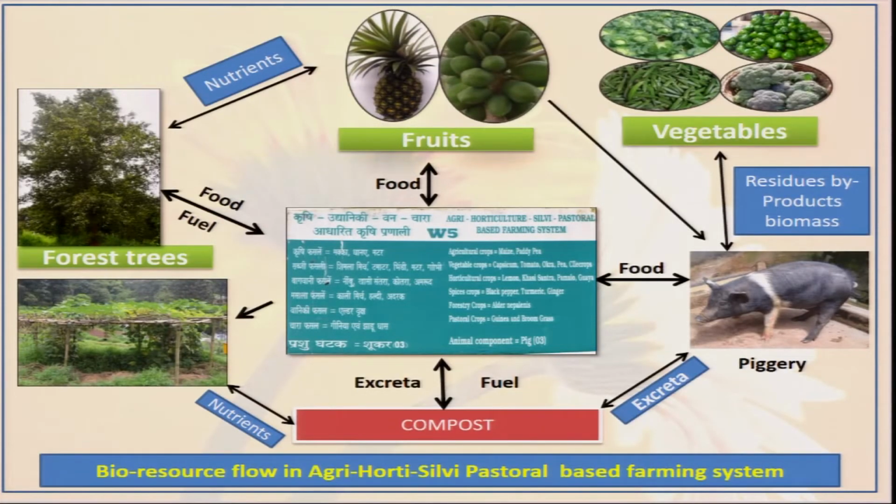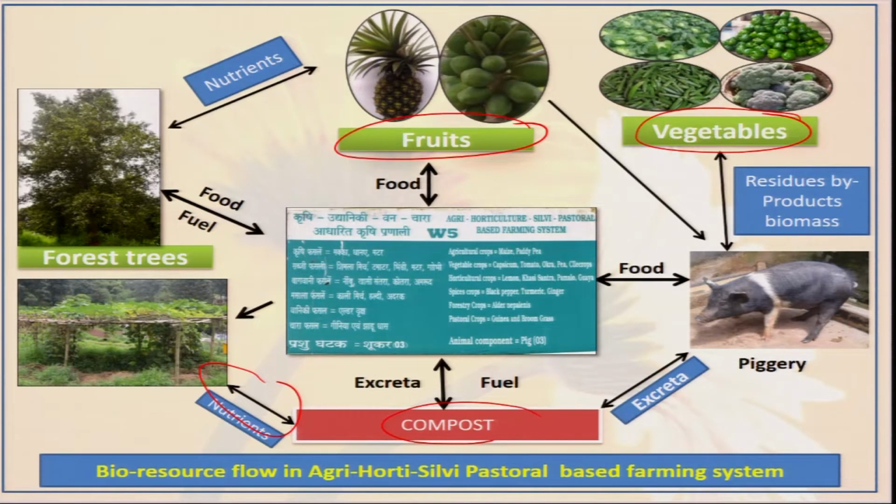See, this is the bioresource flow in the agri-horti-silvipastoral system. This is also our model, this is our forestry, and you see we have the piggery here. Some people may keep cattle, some farmers may prefer pigs. The excreta or dung coming from the pigs, we make into compost. This excreta gives nutrients to different types of crops, and similarly we get different vegetables and different fruits.